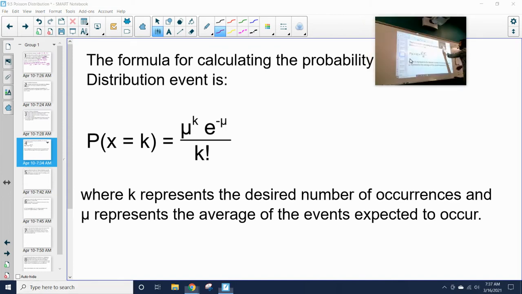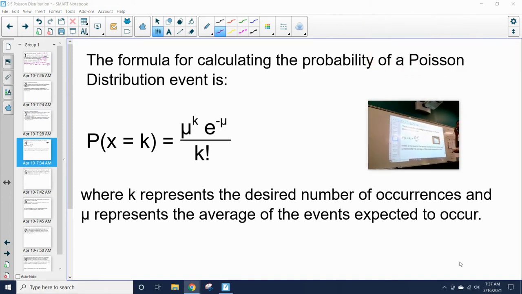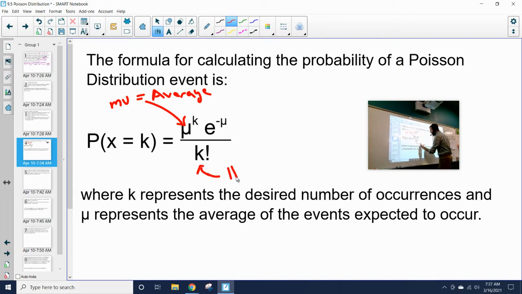Once again, we have a funky formula for calculating Poisson distribution. This Greek letter that looks like a U with a tail is the Greek letter mu. This represents the average. When we talked about mean, median, and mode, we would use mu to represent the average of a data set. So anytime we're talking about mu, it's talking about the average, and that's an important thing for Poisson distribution. K, once again, is the number we're looking for.